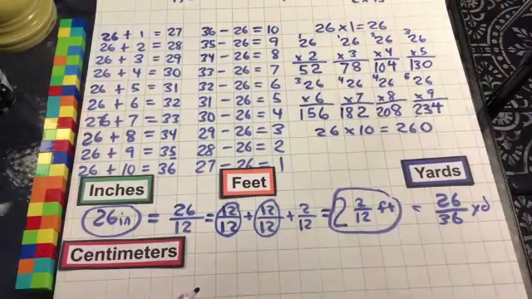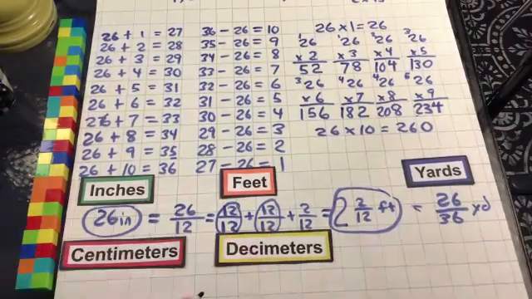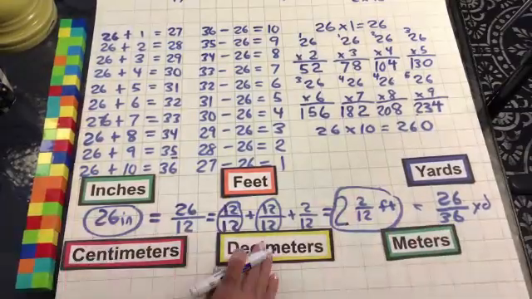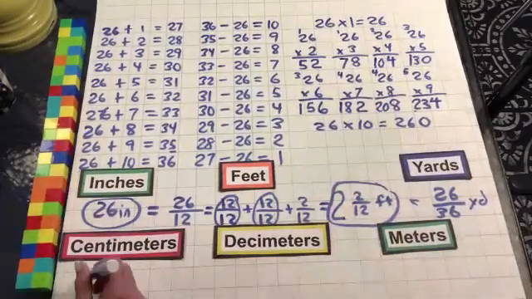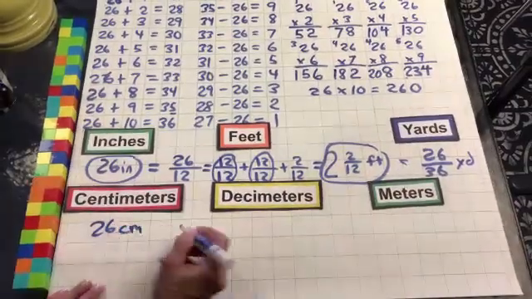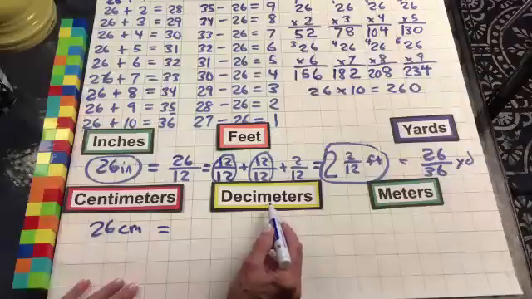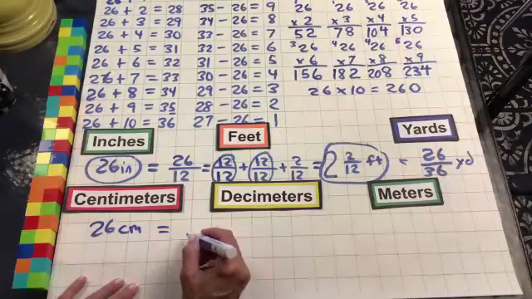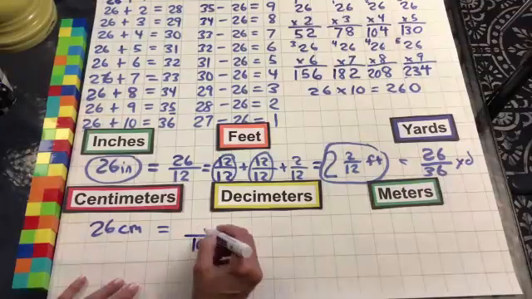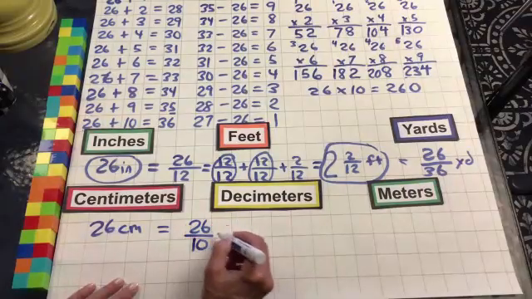Let's go on to our metric form, centimeters, decimeters, and meters. So hopefully you wrote these words on your paper, and we're going to say 26 centimeters equals, well, we know it takes 10 centimeters to make a decimeter. So we're going to put it in a fraction form again.